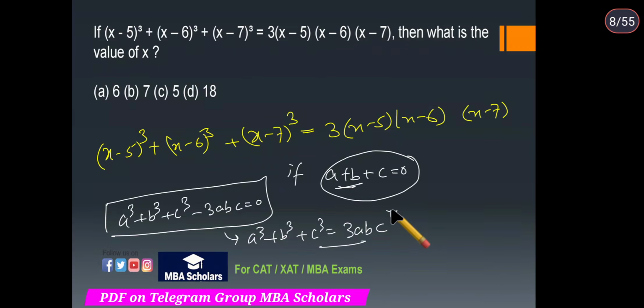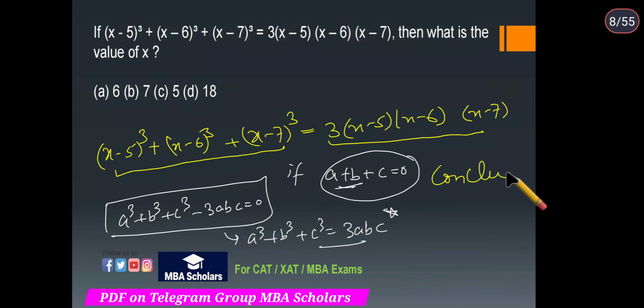This is a very important result, very important result. So now if I explore this option, it is already saying that these are the sum of the cubes of three numbers and this is equal to thrice the same number. So I can definitely conclude that their sum should be 0, meaning x minus 5 plus x minus 6 plus x minus 7 equals 0.